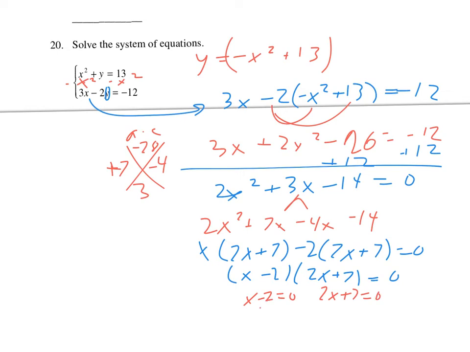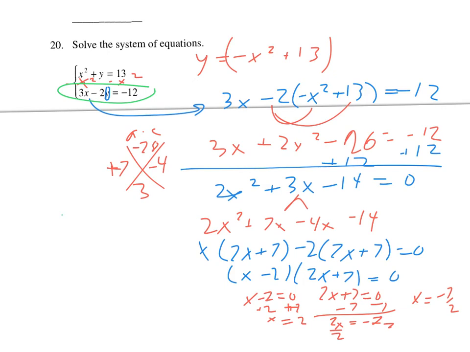So then I have plus 2, x equals 2, and then minus 7, 2x equals negative 7, and then x equals negative 7 over 2. So those are my two x values, but I need y values as well. So what I'm going to do is take those and plug them back in wherever is easiest. So where is the easiest? I'm going to plug them into the 3x minus 2y equals negative 12 one.